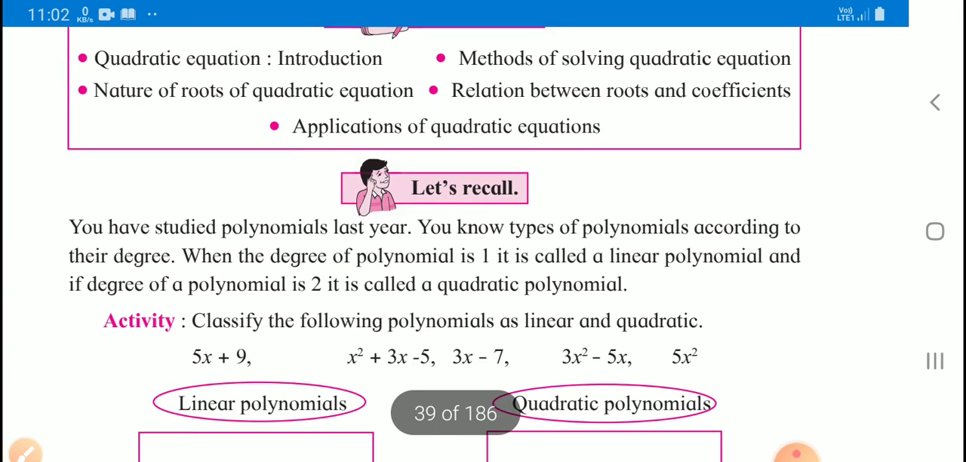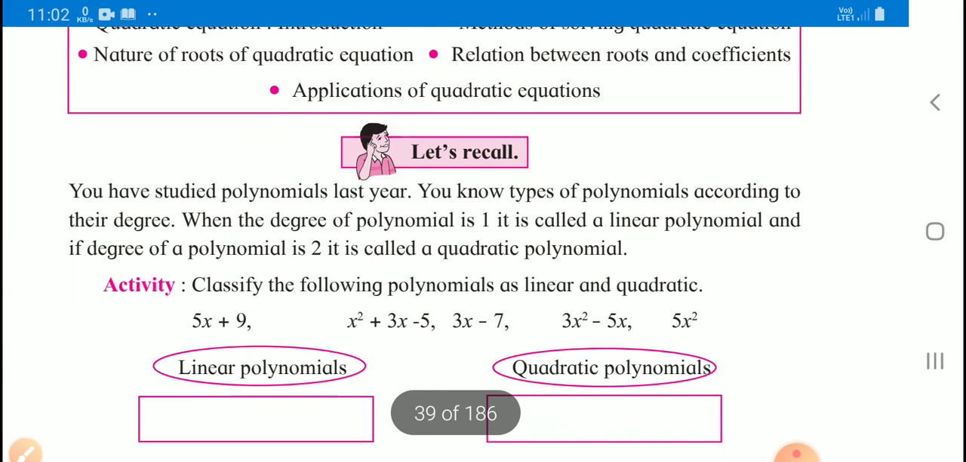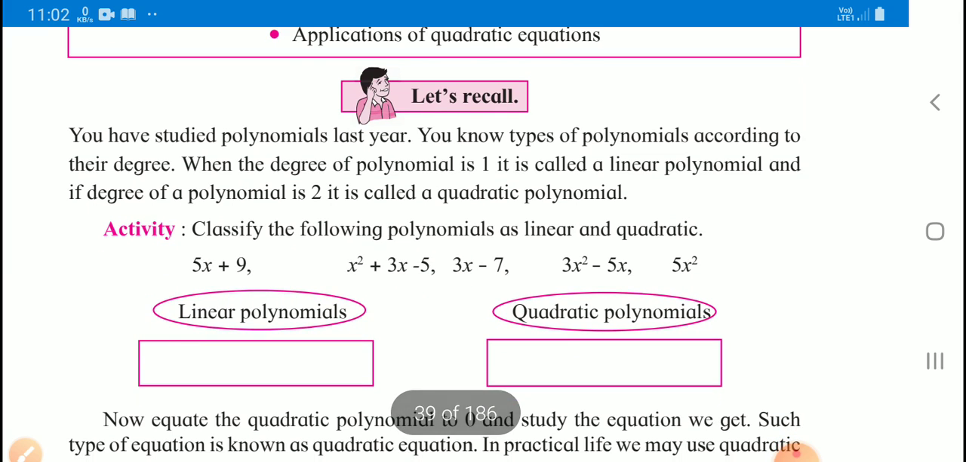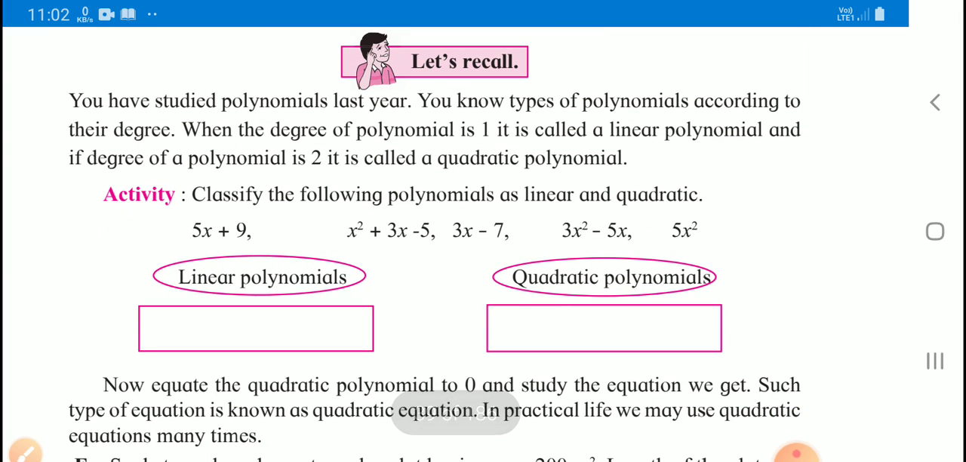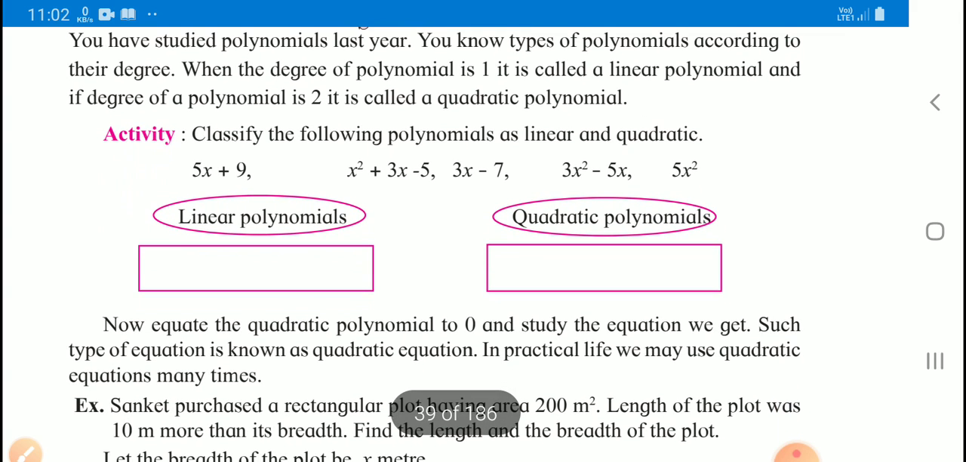Now let us recall. You have studied polynomials last year, yes? In 8th standard also you have studied the polynomials, as well as in 9th standard. You know the types of polynomials according to their degree. When the degree of polynomial is 1, it is called a linear polynomial. And if the degree of the polynomial is 2, it is called a quadratic polynomial.